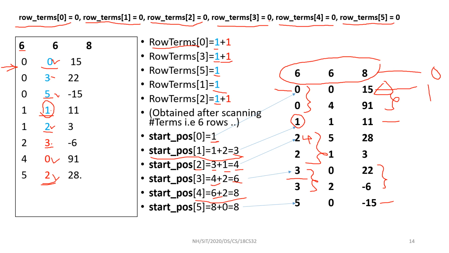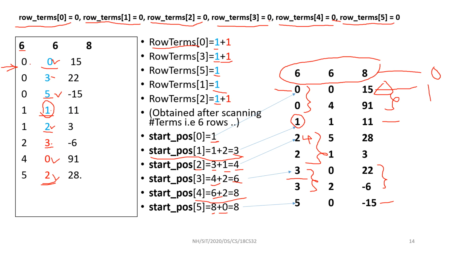Column with 5. Okay. How to obtain it? Starting position of 5 is starting position of 4 plus row terms of 4. Starting position 8 plus row count is 0. We don't have that here, that is 0 only. So 8 plus 0 is 8. Okay, so this is the thing. Next, again you start tracing it.